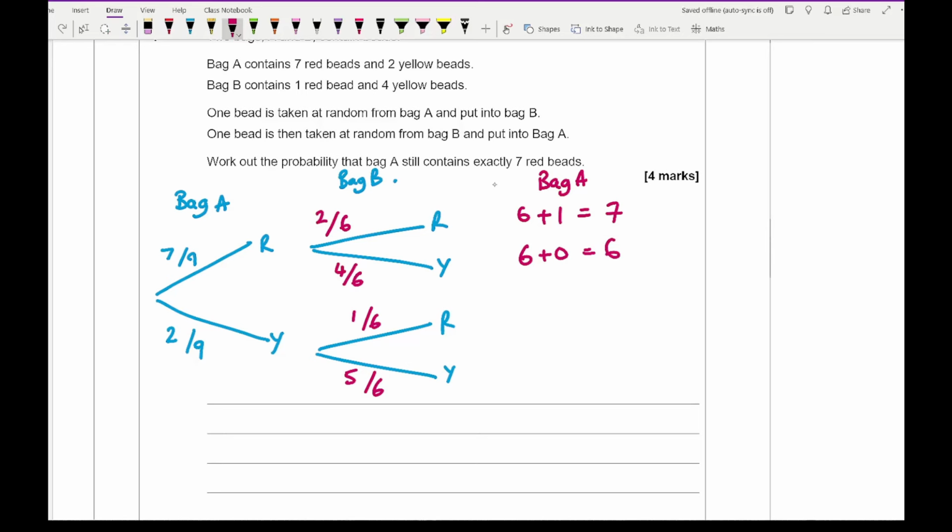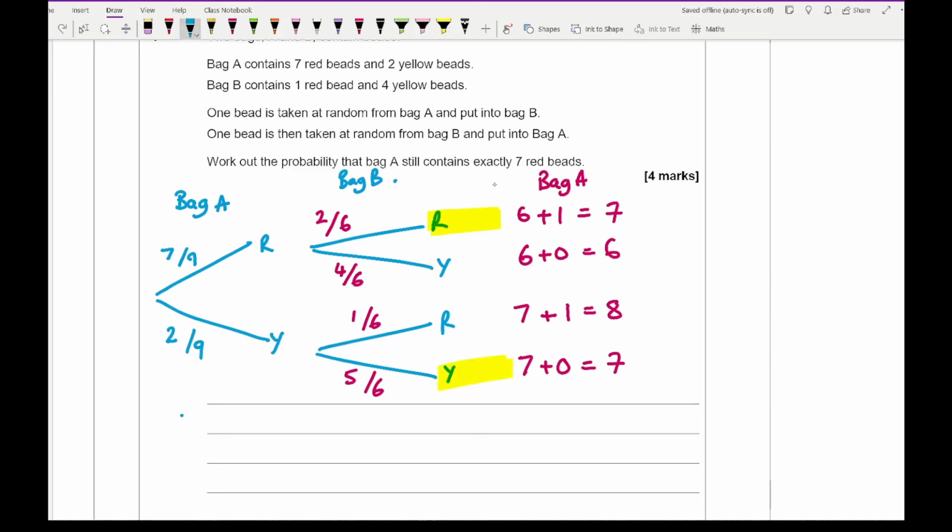Then if I pick a yellow one, then a red one, that means I've got 7, and I'm putting another red one, which is going to be 1, so that's going to be 8 red beads in bag A at the end. And if I've selected a yellow one and then another yellow one, then I'm still going to end up with 7 red beads back in the bag. So the possible outcomes are going to be either this one here or this one here.